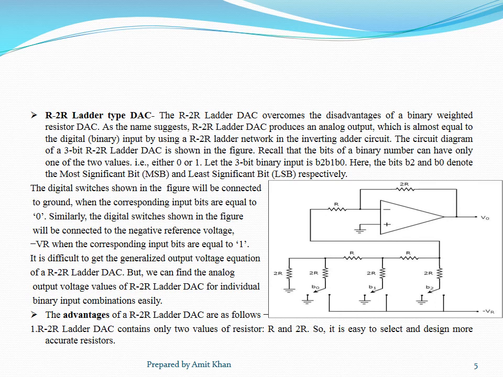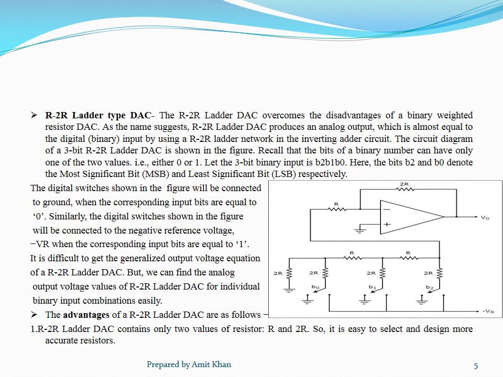Then recall that the bits of the binary number can have only one of the two values, either 0 or 1. So the 3-bit binary input is B2, B1, B0. B2 is MSB and B0 is the LSB. The digital switch is shown connected to the ground when the corresponding input bits are equal to 0.